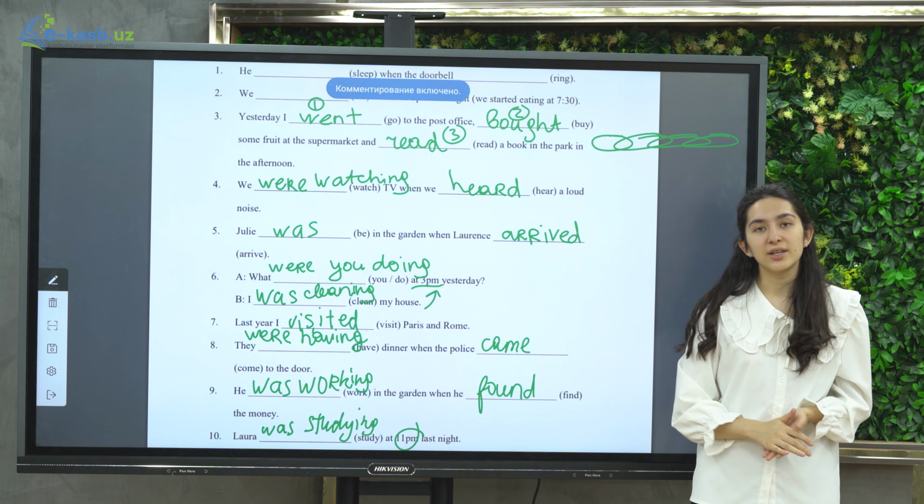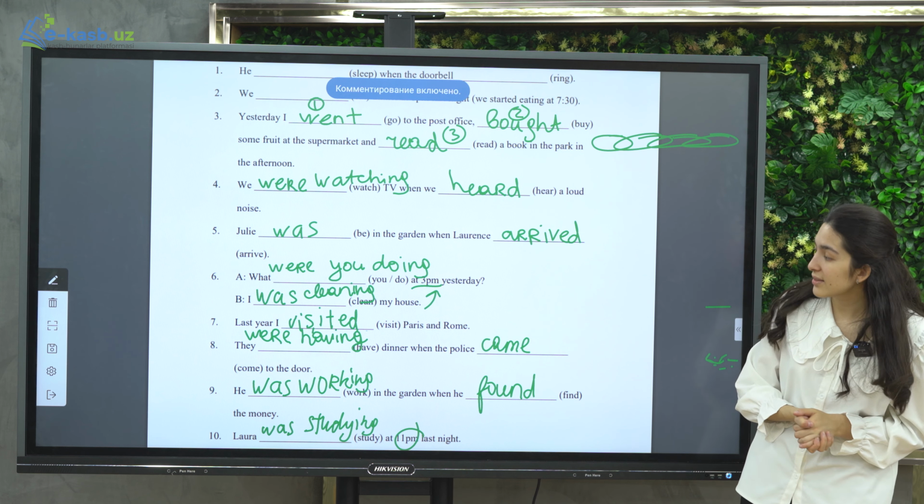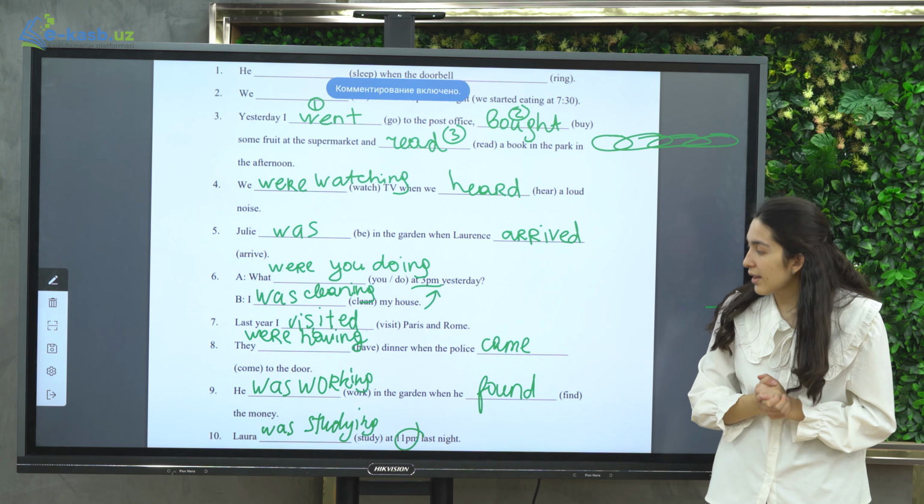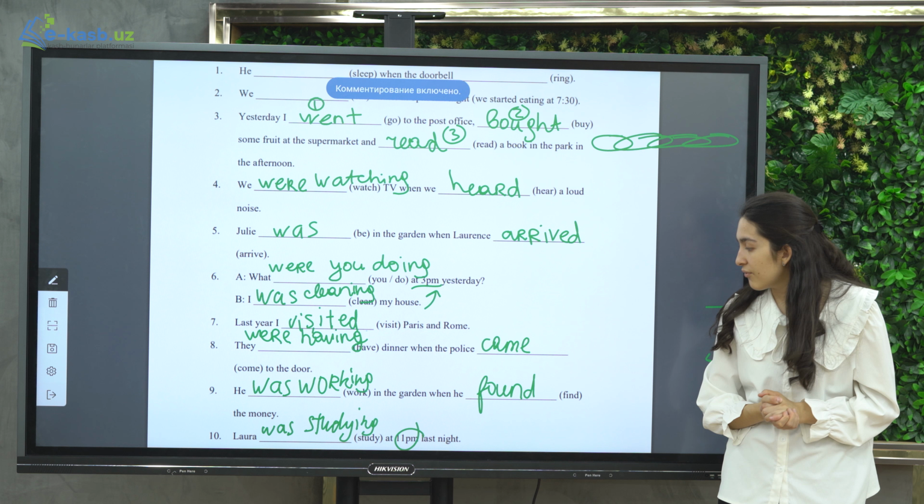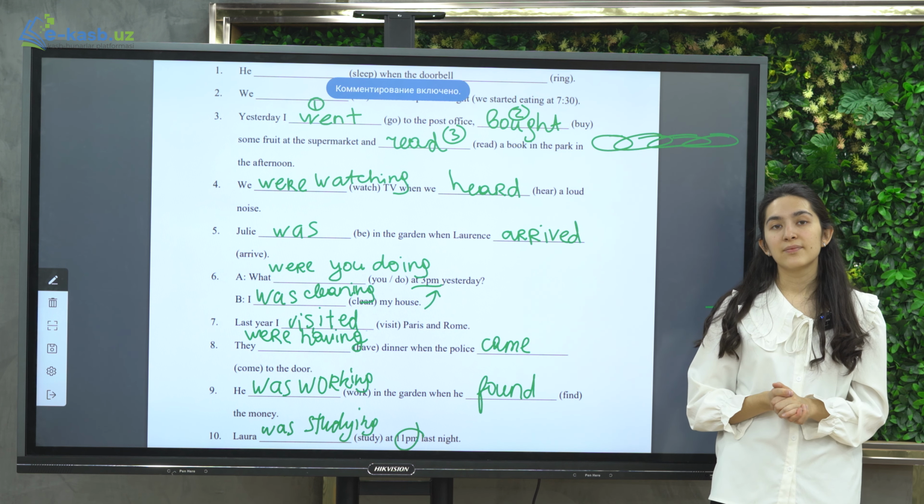Bu quick action again. That's why we use what? Of course, past simple. And the last sentence is Laura was studying at 11 p.m. last night. Why do we have here past continuous?